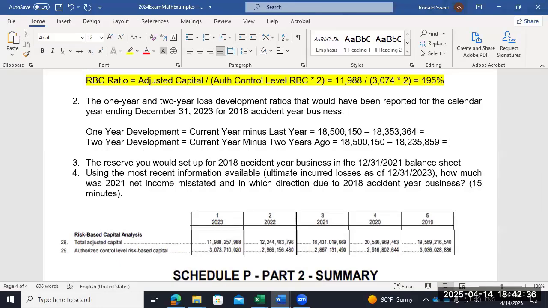A positive number means they had to strengthen their reserves. It means they underestimated; they were too low. That's usually viewed negatively. It means they weren't conservative enough. A negative number is usually viewed as a good thing. That means they were conservative. They set up more reserves in the past than they actually need now. I don't know what these numbers are. I can't do those in my head, I don't think.